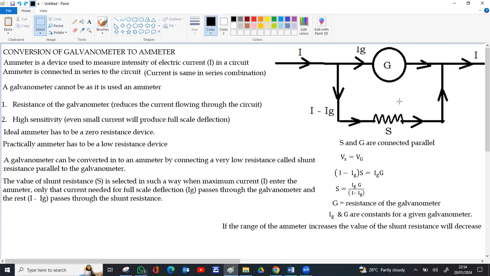The resistance of the ammeter, since these two are parallel, we can calculate as 1 by Ra is equal to 1 by S plus 1 by G. Taking LCM, (G plus S) by SG, and taking the reciprocal, Ra equals SG by (G plus S). So this is the logic and the formulas behind conversion of a galvanometer into an ammeter. This particular section is known as the ammeter.